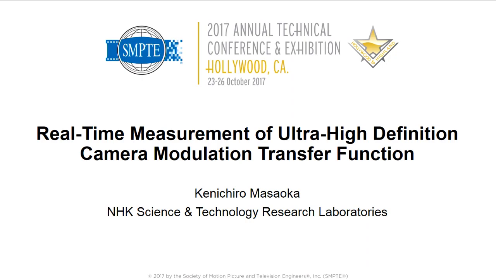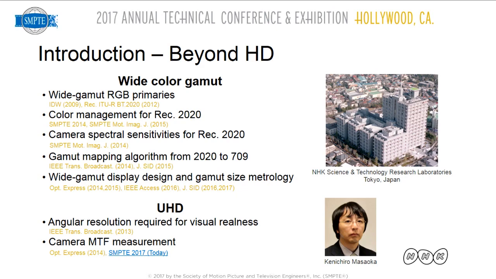I'm working at NHK R&D, and I'm mainly involved in the wide color gamut system colorimetry, and I provided an initial design of the RGB primaries for REC 2020. And 3 years ago, I gave a presentation on color management for REC 2020, including the camera spectral sensitivities and the gamut mapping algorithm. And I also researched wide gamut display design and gamut size methodology. I guess many people think the REC 2020 standard is a standard for wide gamut, but the standard also specifies the ultra-high definition pixel formats of 4K and 8K. So today I'll talk about spatial resolution and the camera MTF measurement.